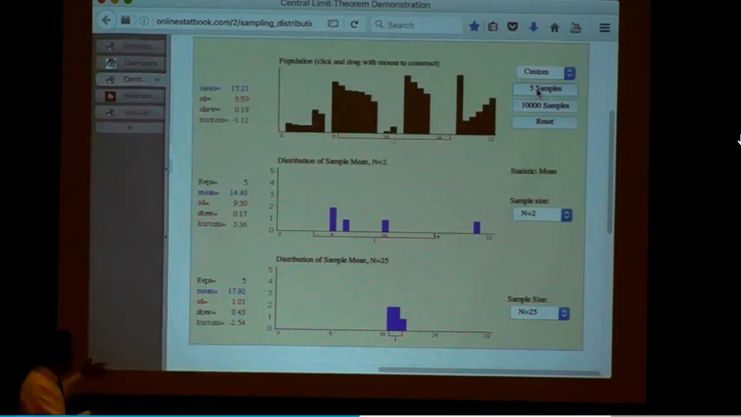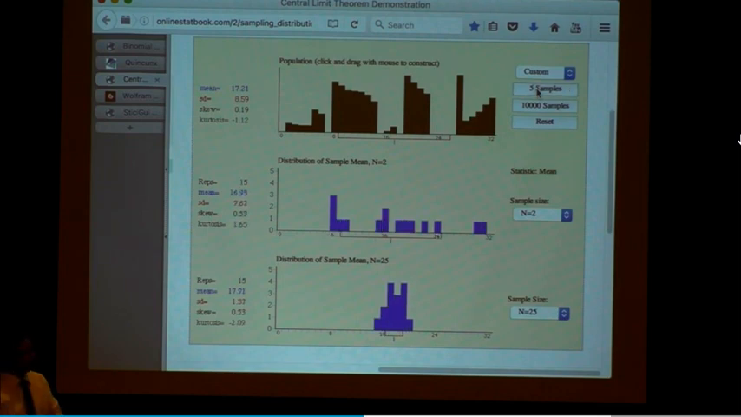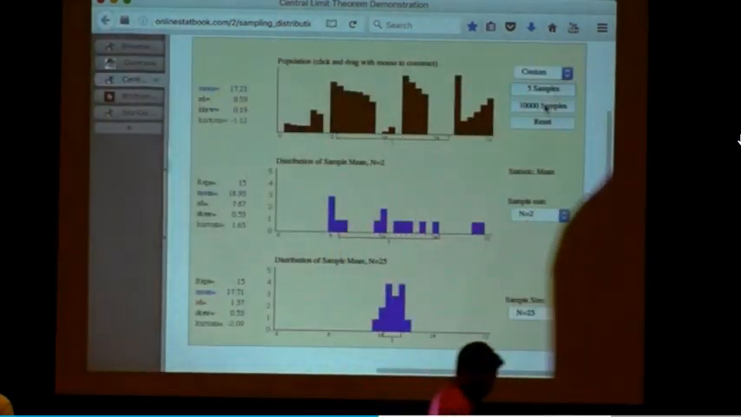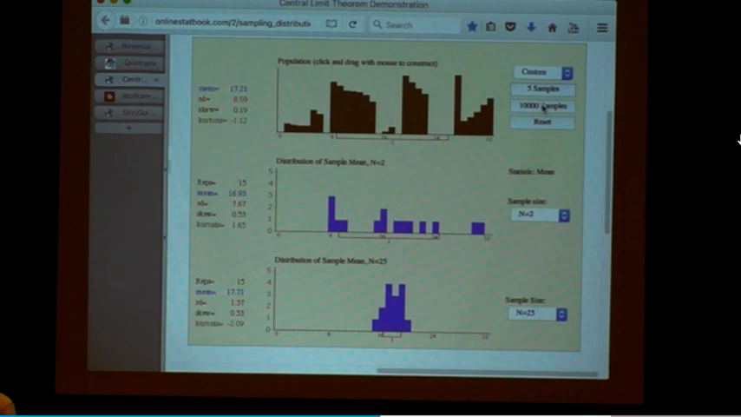So now let me increase from 5 samples to 10 samples. Another 5 samples. So now I have 15 samples. The mean of these 15 means is now 16.9. Here it's 17.7, and the standard deviation is 7.6. Standard deviation is coming down as I am adding more and more samples. 1.37. Like that I can go on doing that, or I can do 10,000 samples in one shot.